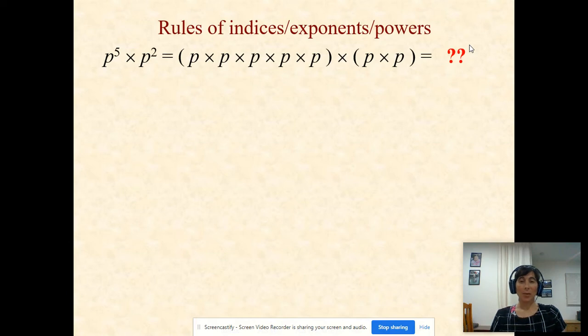Exponential expressions. Rules of indices, exponents, and powers. So they all mean the same thing.